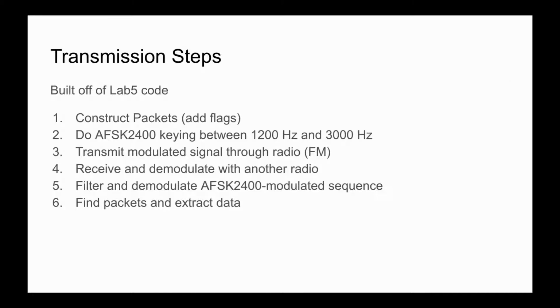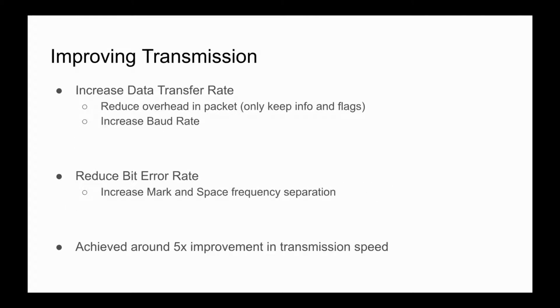So for the transmission side, we just built off of the Lab 5 code. After we compress the videos, we construct the packets using the compressed data, and then we perform AFSK 2400 on the packets, and then we transmit them to one of the FM radios, and then we receive with another FM radio, filter and demodulate the AFSK 2400, and then we find the packets in the recorded sequence and extract the data to be reconstructed.